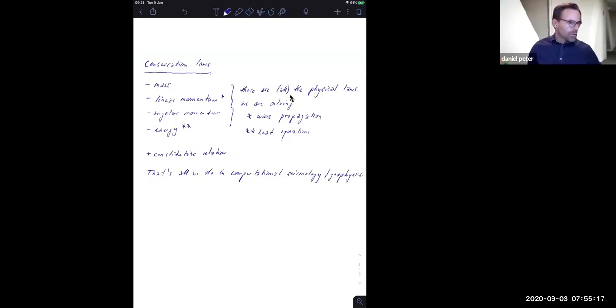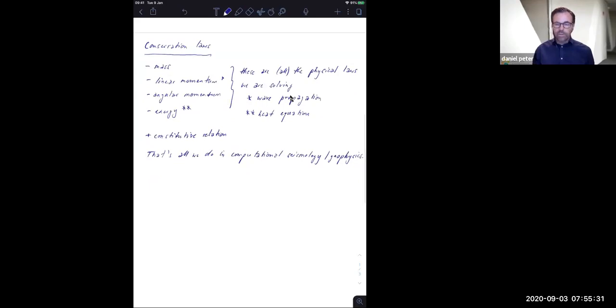So what we're going to do now is basically look at this conservation law of mass. Is it clear so far? Good. So in terms of conservation laws, there are not many. There are only 4 conservation laws: mass, linear momentum, angular momentum, energy. And that already covers pretty much all of geophysics.